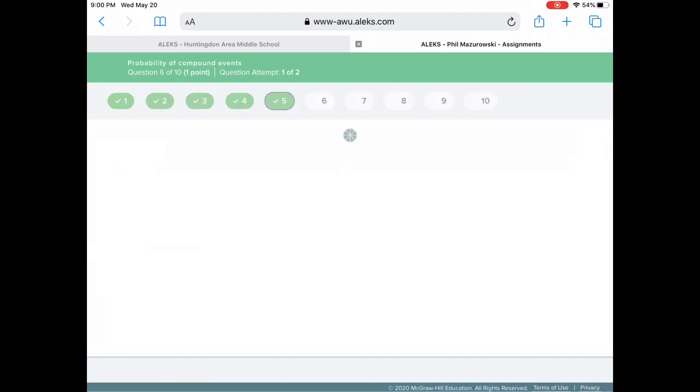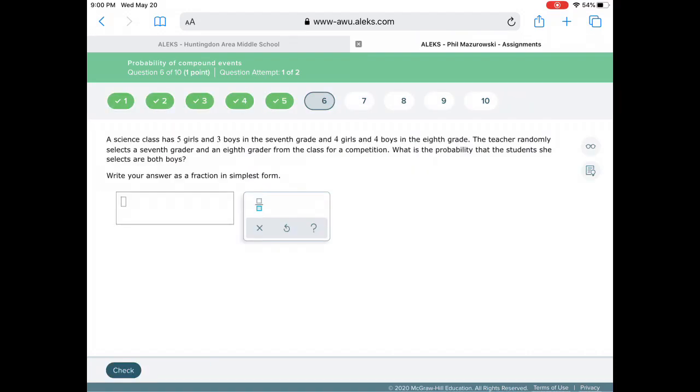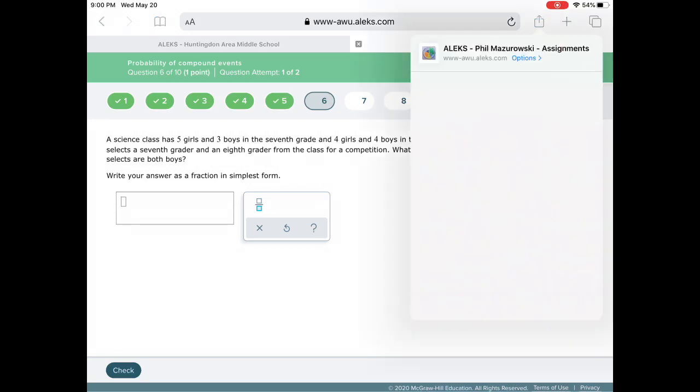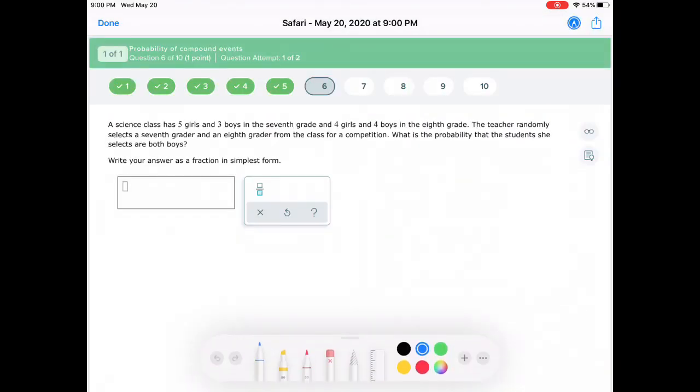All right, moving on here. Science class has 5 girls and 3 boys in 7th grade, 4 girls and 4 boys in 8th grade. Teacher randomly selects a 7th grader and an 8th grader for the class competition. What's the probability that they are both boys? So once again, we're looking at the individual probabilities. They have nothing to do with each other because she is choosing from the 2 different grades. So the first one, the 7th grade, has to be a boy.